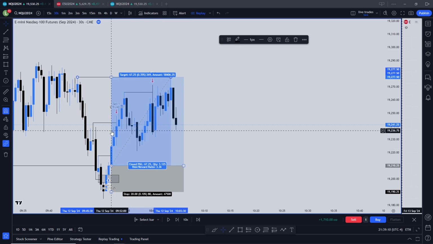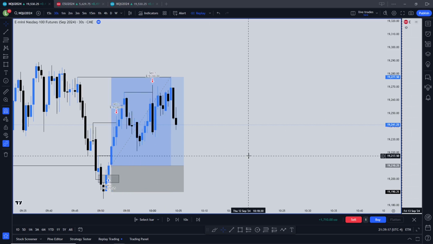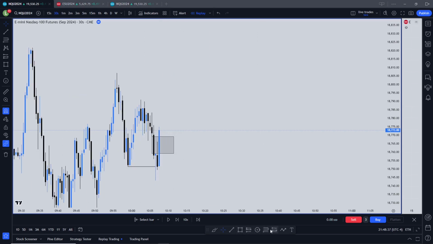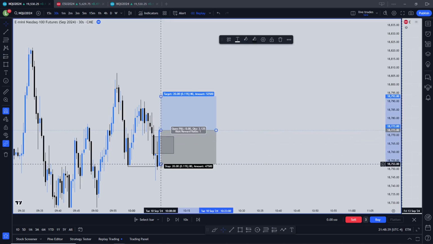It's up to you on how you want to manage your trades completely, but I'm just giving you advice on how I manage my trades. And with that being said, we'll go on to the next example. Now with this example, it is another long.